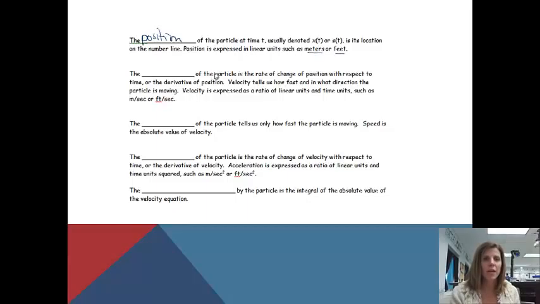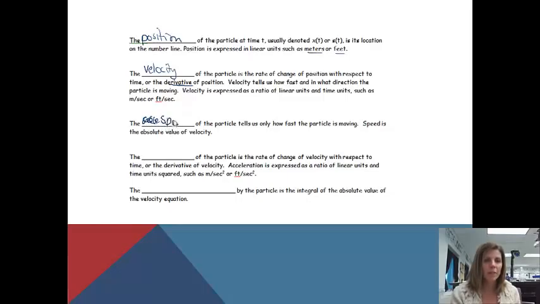The next one is the velocity of the particle, which is the rate of change of position with respect to time, or the derivative of position, and again, we've already had that. Velocity just tells us how fast and in what direction the particle is moving. Velocity is expressed as a ratio of linear units and time units, such as meters per second or feet per second.